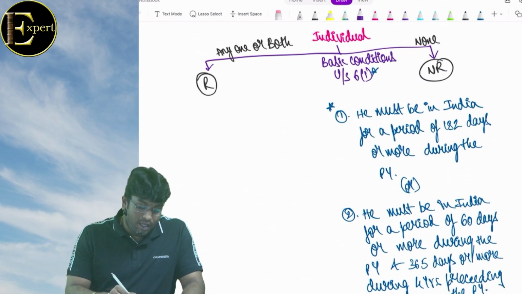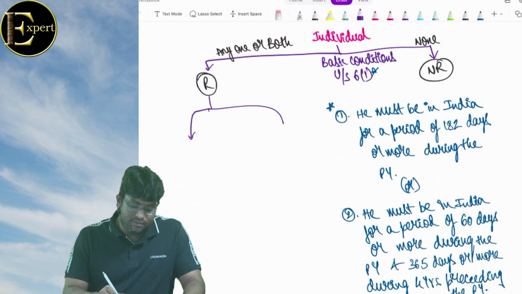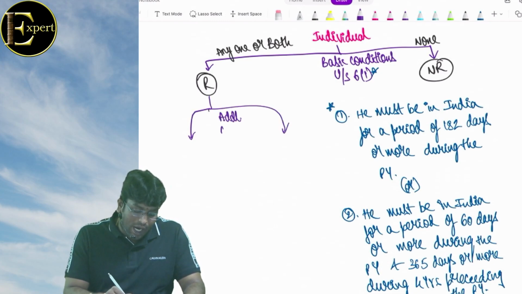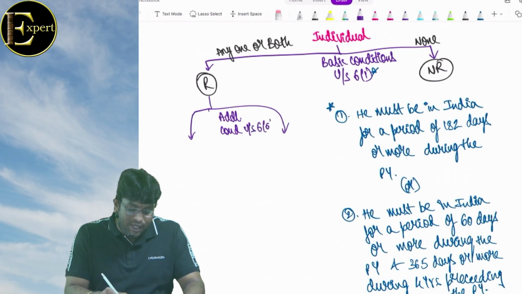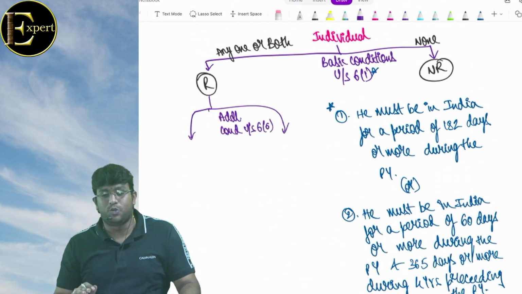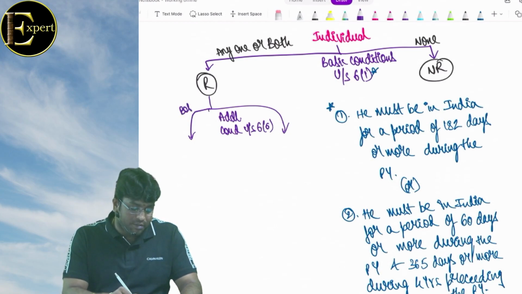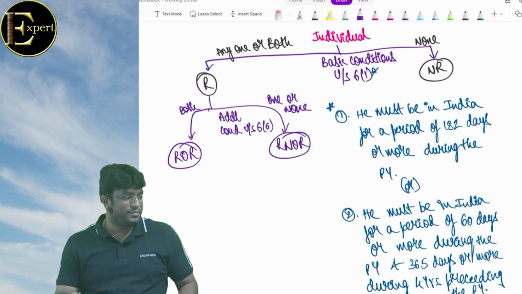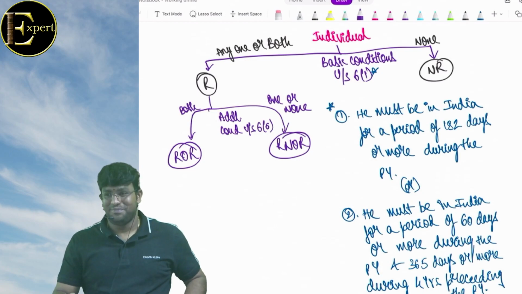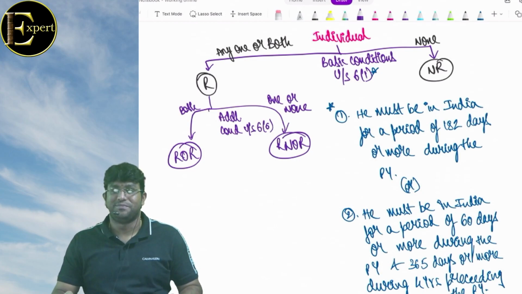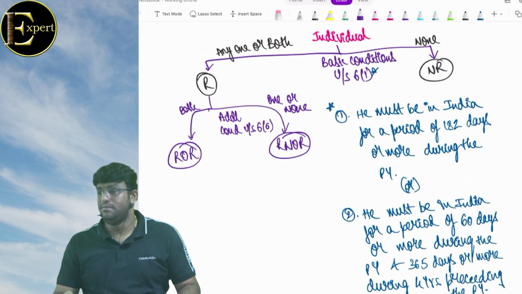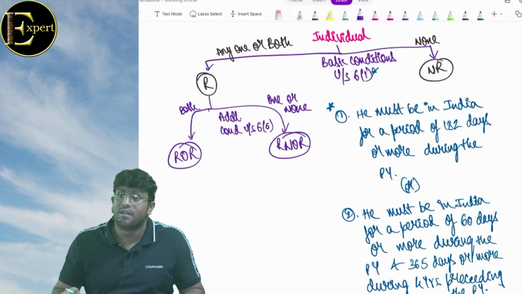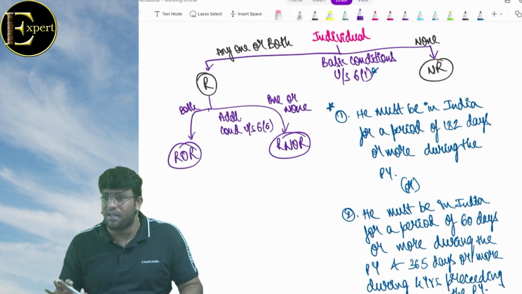Coming back. Once he becomes an R, then we have something called additional conditions, which are given under section 6(6), and again we have two conditions, beta. And if we satisfy both, we will call him ROR. One or none, RNOR. What is the full form of ROR? Resident and ordinarily resident. Samajh mein aa raha kya beta? Everyone, pakka clear? What additional cases we'll see, no problem.